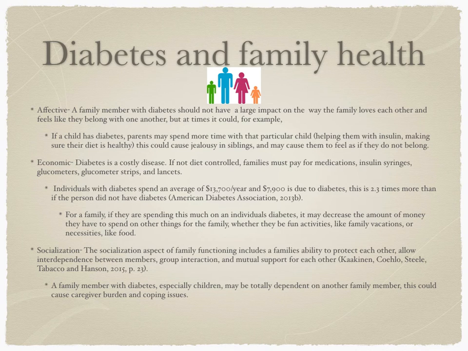In the affective domain, a family member with diabetes should not have a large impact on the way the family loves each other and makes each other feel like they belong, but at times it could. Here's an example. In a family that has more than one child, if a child has diabetes, parents may spend more time with that particular child, helping them with insulin, making sure their diet is healthy, helping them test their blood sugar, really anything. And this could cause jealousy in the other siblings and may cause them to feel as if they don't belong.